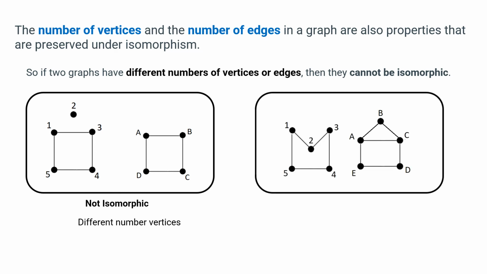Over here, there's the same number of vertices, but we could count the edges and say that there's a different number of edges in each of these. That was another thing up there: we said the number of vertices and number of edges in a graph are properties preserved under isomorphism. So again, we would say no, these two graphs cannot be isomorphic. They have a different number of edges.